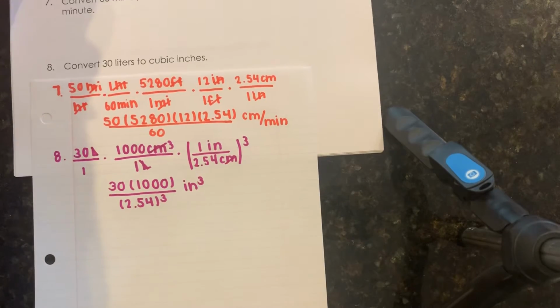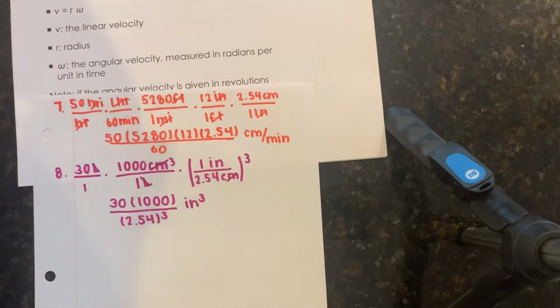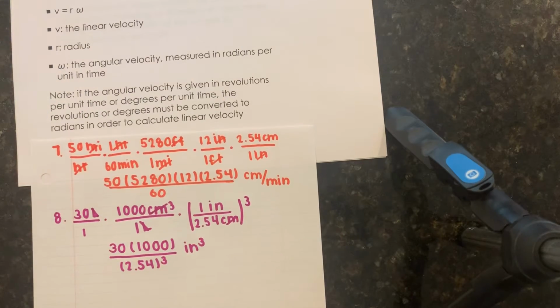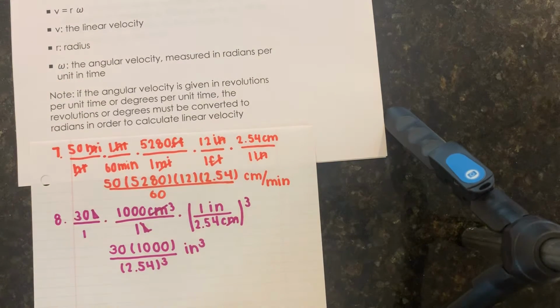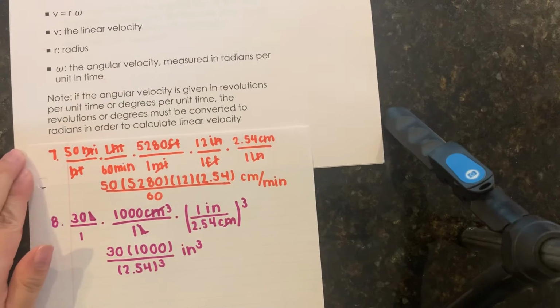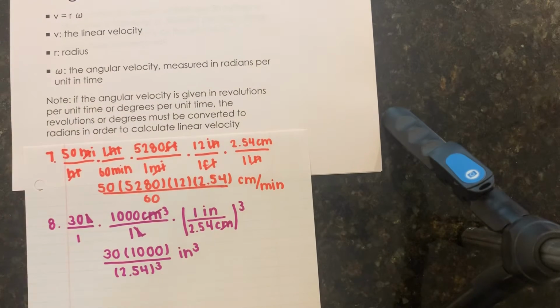The next thing we're going to be looking at is a new formula, and our new formula is this: V is equal to R times W. Our V is considered our linear velocity, our R is the radius, and our W is the angular velocity, which is measured in radians per unit of time.